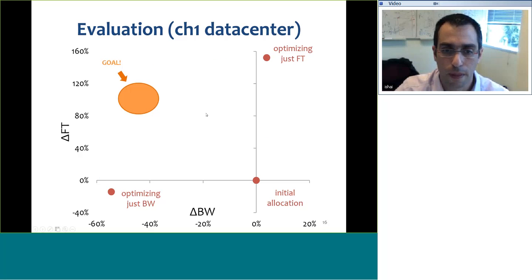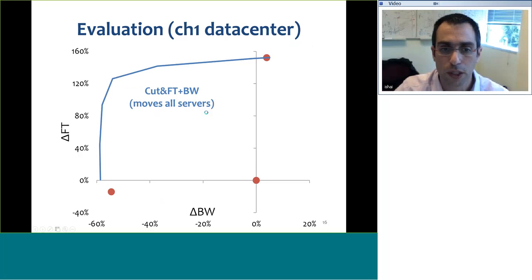And so this is the benchmark that I mentioned: start with a cut and then do these gradient moves on the FT plus bandwidth cost function. But this moves all the servers, and here you can see the improvement. So here we have the so-called Pareto curve, which corresponds to different values of this alpha. Different trade-offs between fault tolerance and bandwidth. So this is what we get.